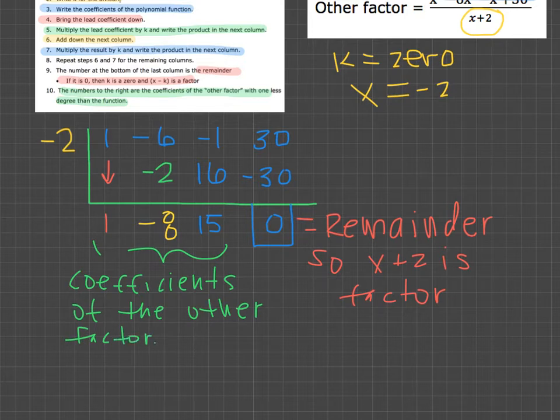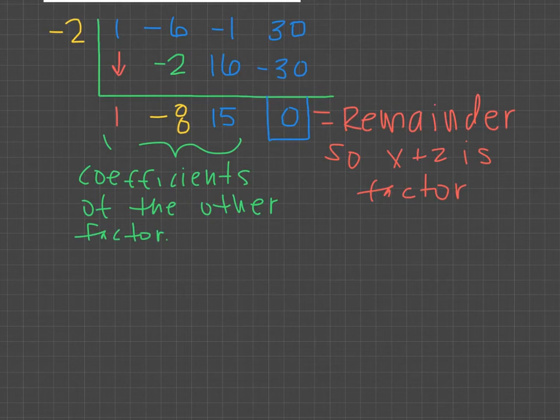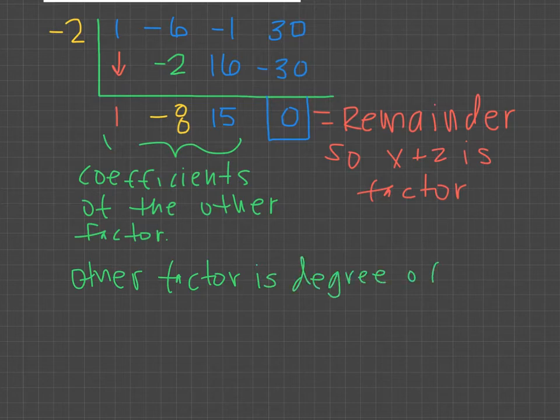And the other factor has 1 less degree than the original function. Okay, so our original function had degree of 3. So our other factor is going to be degree 2. That means the largest exponent is 2.